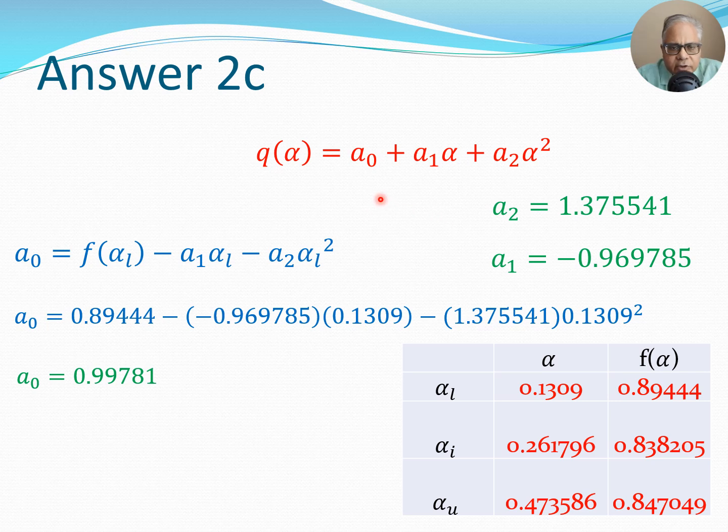So now I have obtained A2 and A1, two of the coefficients in this particular quadratic fit. So I'm left with only A0, and the formula for A0 is given here. To calculate A0, I need A1 and A2. I have A1 and A2, and then I need the function values and the value of these numbers at some point. I put in all those numbers here, and then I get A0 as 0.99781. So you can clearly see that, for example, if alpha L is 0.1309, I'm putting that value here and here. And of course, if F value at alpha L is 0.89444, then I am putting that value here.